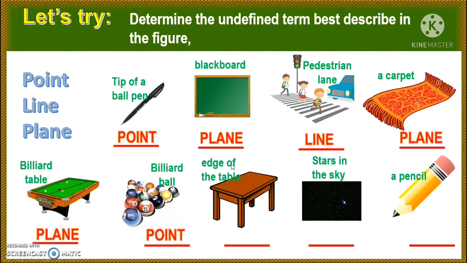Next is edge of the table. Itong edge niya describes a line. Then, stars in the sky describes a point. Then, the last one is a pencil. Yes, this describes a line.